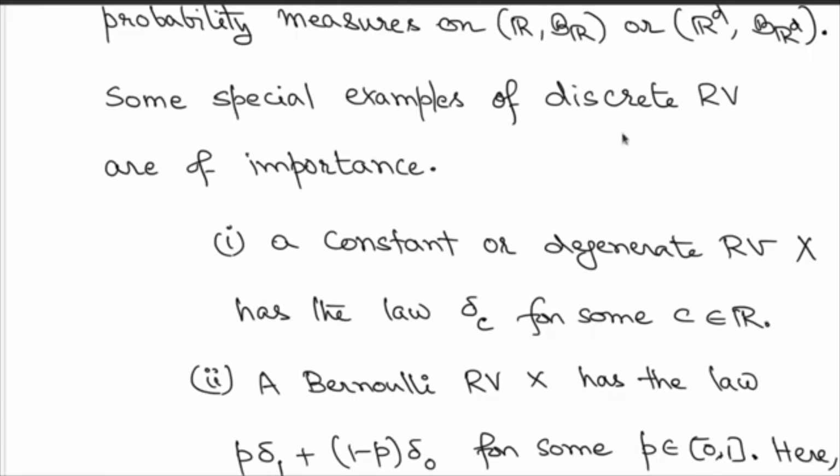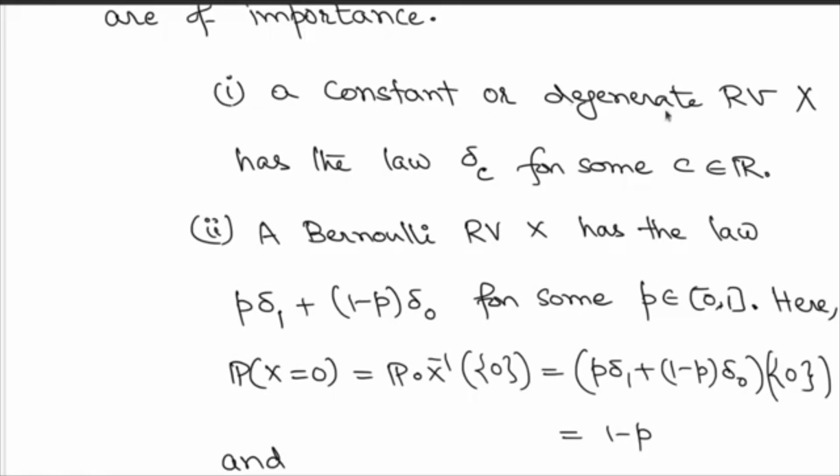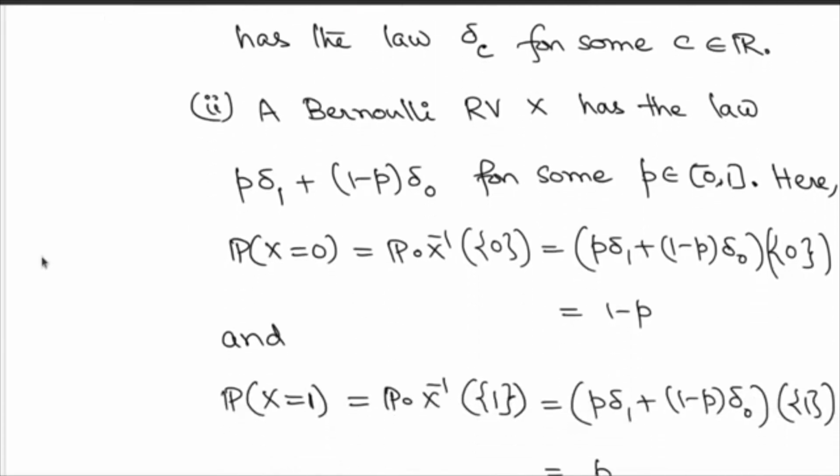Okay. So remember, a constant or a degenerate random variable has the law given by some appropriate Dirac mass, right? So here C is some constant in the real line. But if you go to a non-trivial random variable now, a random variable taking two possible values, then there is this nice example of a Bernoulli random variable, and it has the law which is given by a convex linear combination of the Dirac masses.